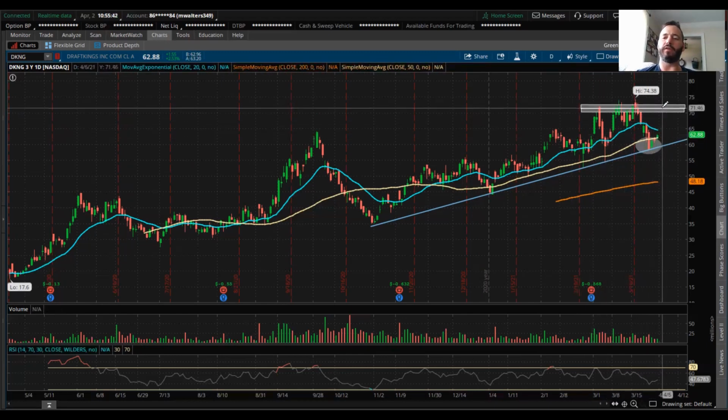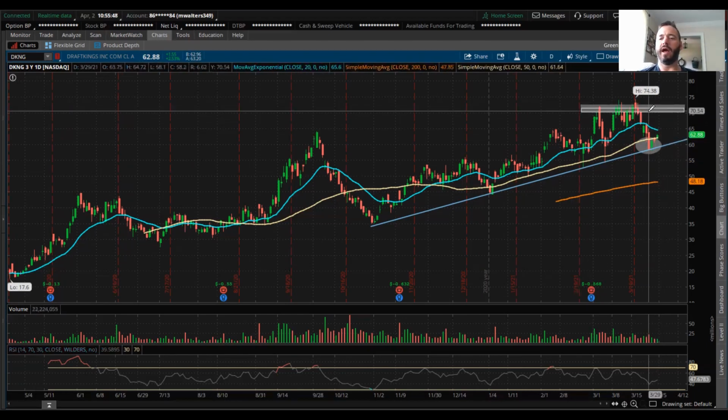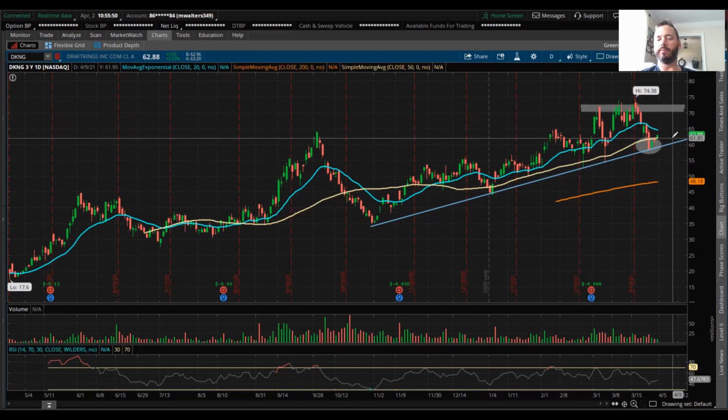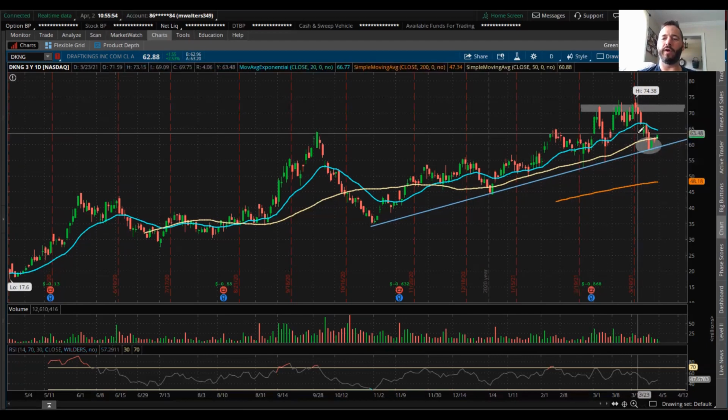So when the price gets over to here, I take my profit because I don't want to sit through either consolidation and then a retest of maybe this trend.